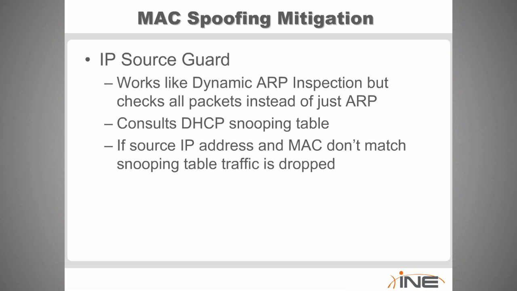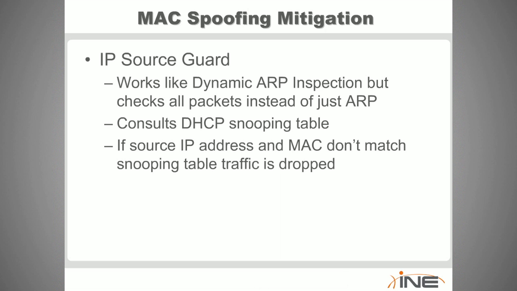So now we take the logic of DHCP snooping and dynamic ARP inspection one step further into a feature that is known as IP Source Guard. With IP Source Guard, we're using the same table that was built by DHCP snooping, but now we're going to use it for all traffic, not just for the DHCP packets and the ARP packets. It's going to be everything.